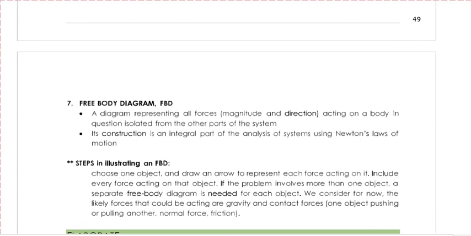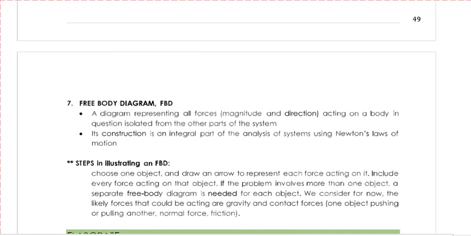If the problem involves more than one object, a separate free body diagram is needed for each object. So for example, may duwa ka boxes connected sila by rope. So, dapat may duwa ka free body diagram, one for one body, one for the other body. We consider for now the likely forces that could be acting are gravity and contact forces: one object pushing or pulling another, and the normal force kag mga friction nga nag-act on a specific na body.